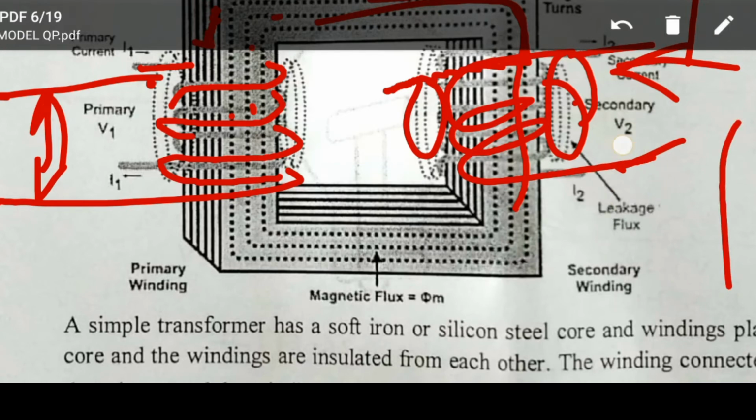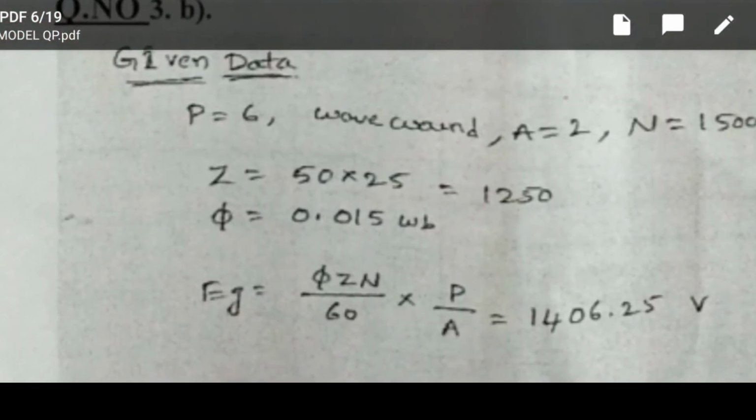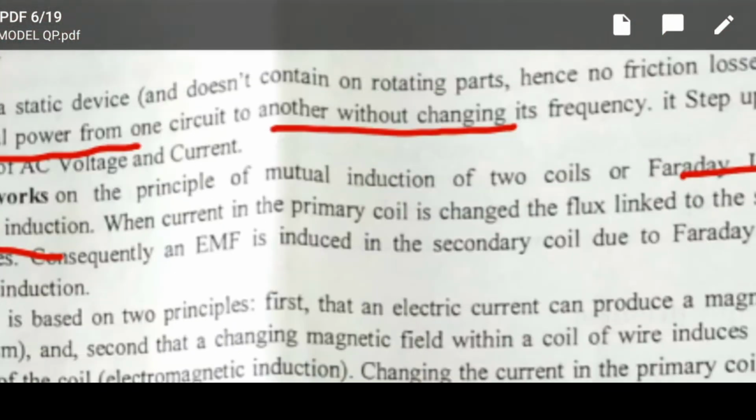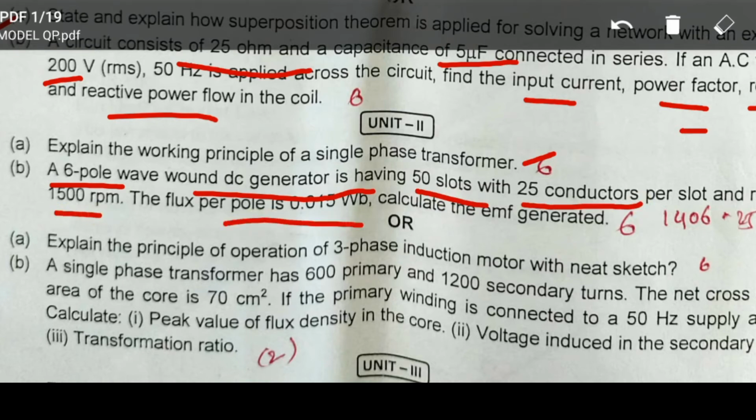If you go for another one, according to the given data, a DC generator is given. Let us see the question again. A is explain the principle of transformer. B is a numerical problem on DC generator. A 6-pole wave wound DC generator having 50 slots with 25 conductors per slot and rotating at 1500 RPM. The flux per pole is 0.015 Weber. Calculate the EMF generated. It is very simple.